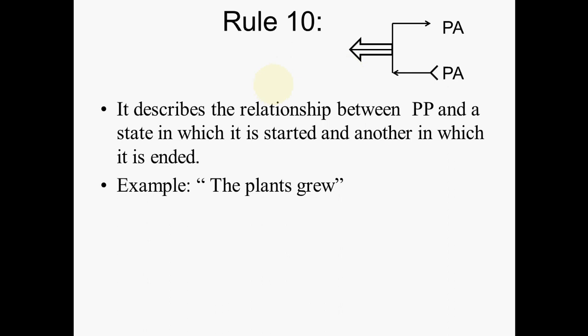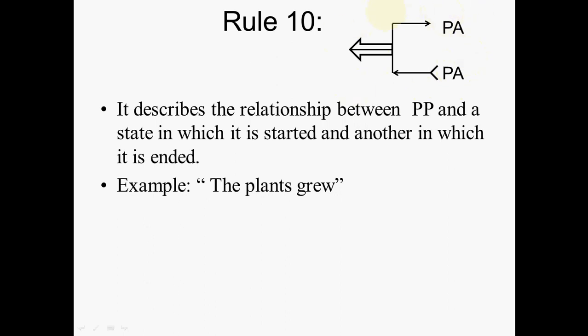Rule number 10 describes the relationship between the PP and a state in which it started and another state in which it ended. I forgot to write here, you should write PP over here. So rule number 10 shows the relationship between a PP and PAs, which are the states: the state in which it started and another state in which it ended. Two states of PP.